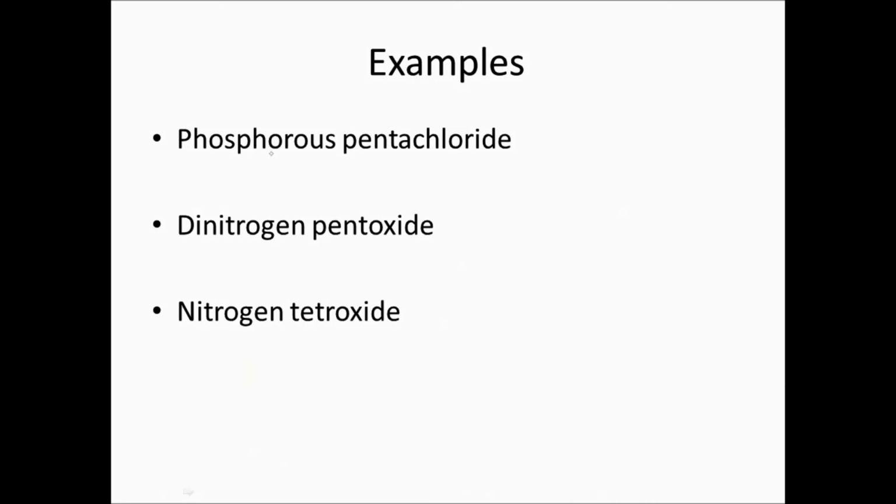So for example, here, phosphorus pentachloride, so that's one phosphorus, P, and then penta means 5, so that's 5 Cls. Dinitrogen, so that's N2, pentoxide is O5. Nitrogen tetroxide is NO4.